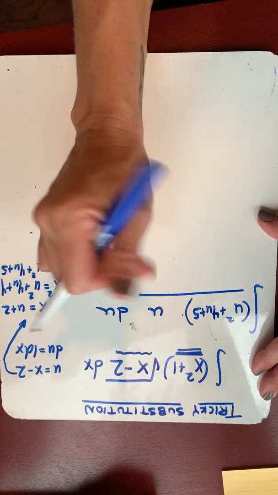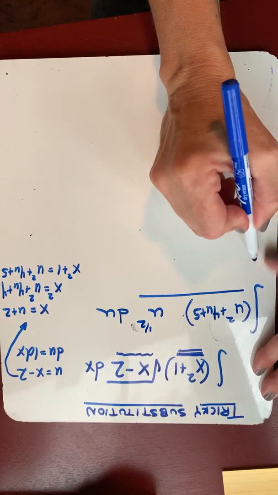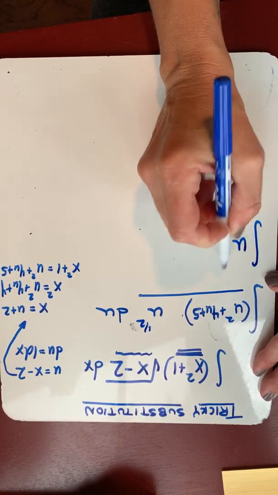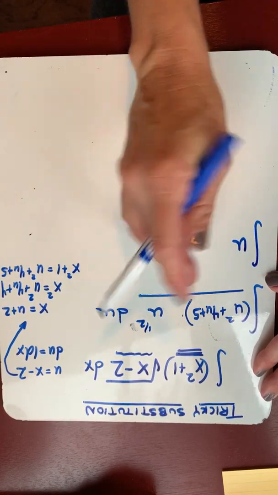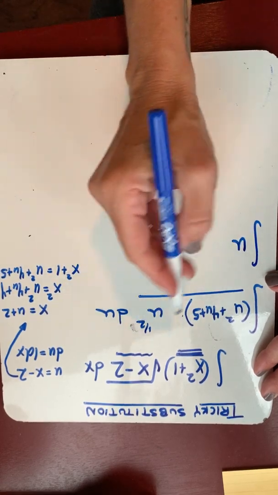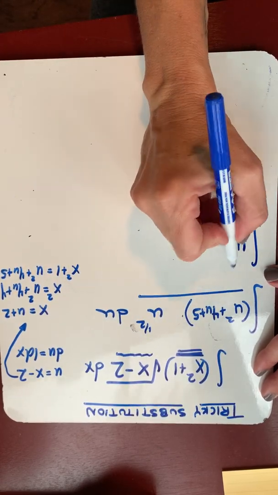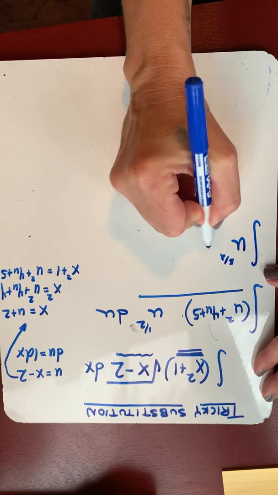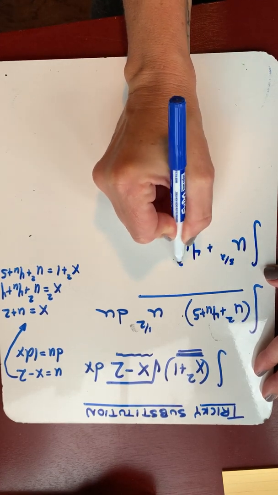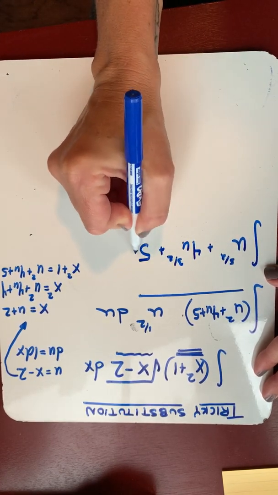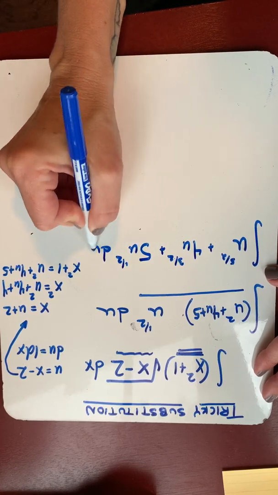This is u to the 1/2. That can be distributed. So I'm going to have u to the, remember I'm adding exponents just to put them together, so 2 plus 1/2, this is 4 over 2 plus 1 over 2, so 5/2, plus 4u to the 3/2 plus 5u to the 1/2 with respect to u.